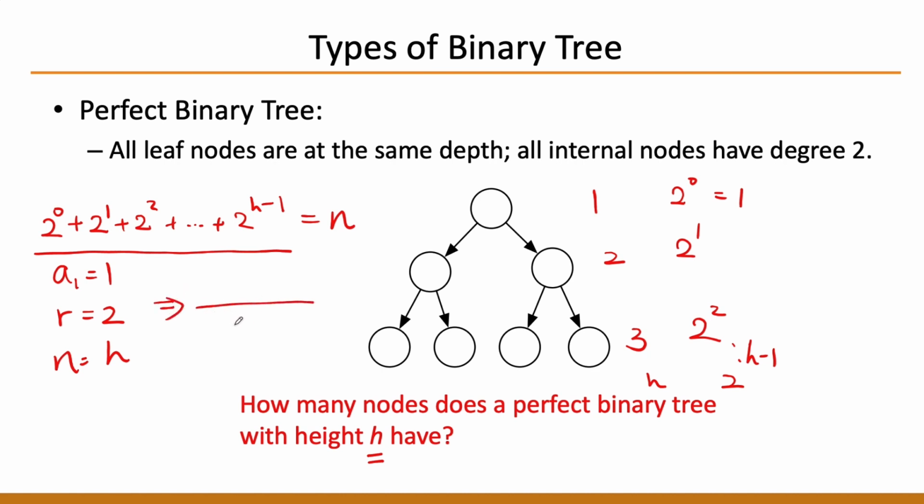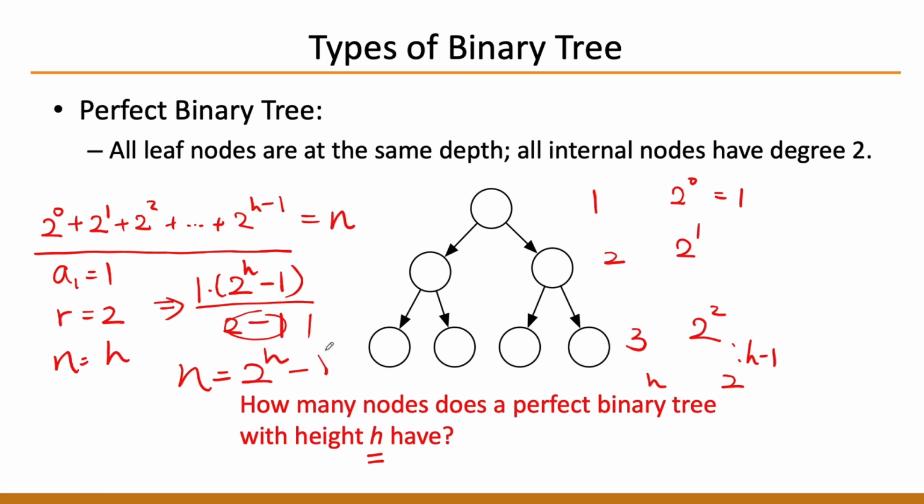R minus 1, which is 2 minus 1, A1, which is 1, and then you have R to the power of the number of terms, h, minus 1, right? And this is just 1. This one is 1, right? So the number of nodes you can hold as a result will be 2 to the power of h minus 1.